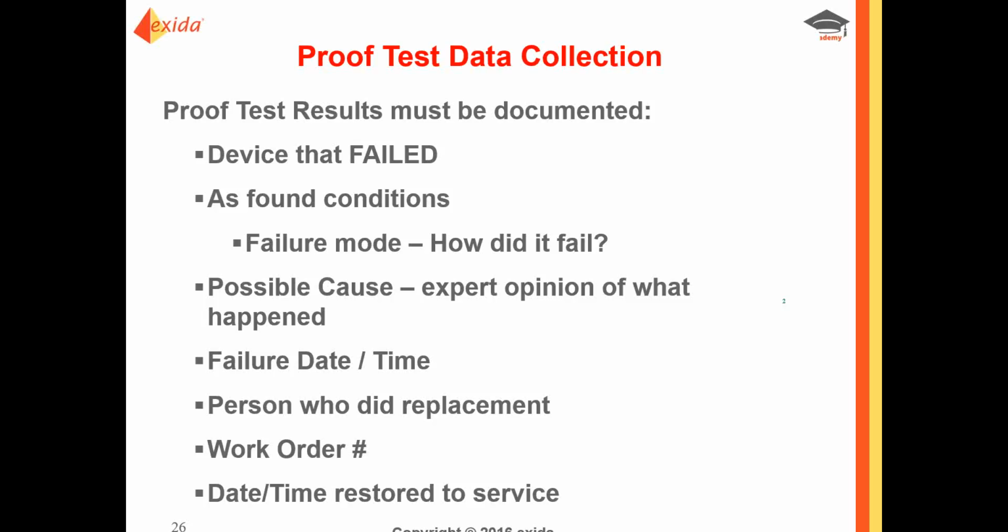It's very important that we record as found conditions. Exactly what was happening when we first went out to find out what's going on. In other words, and if possible, write down the failure mode, write down possible causes as an opinion, the failure date and time, person who did the replacement work, if there is a work order system, the work order number, and perhaps most importantly of all, the date and time the safety function was restored to service. Because the last thing we want is someone to put a safety system on bypass and then forget to restore it again.